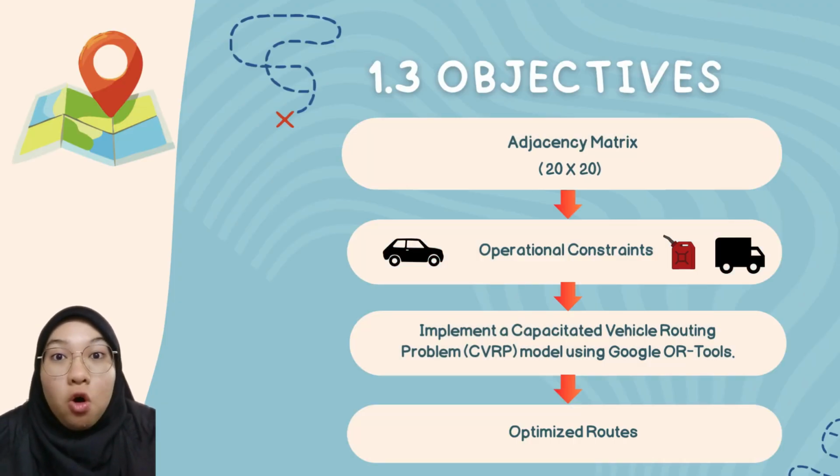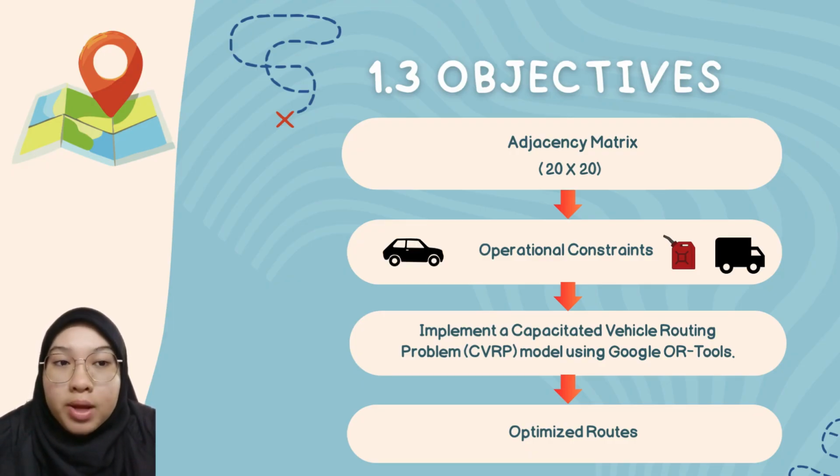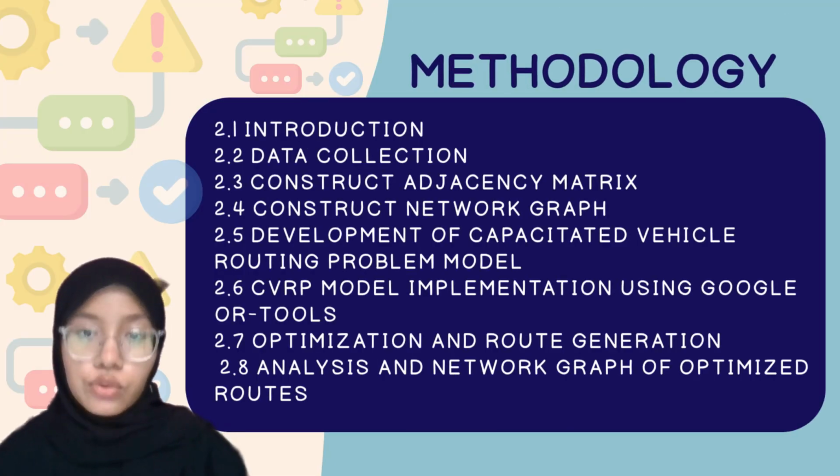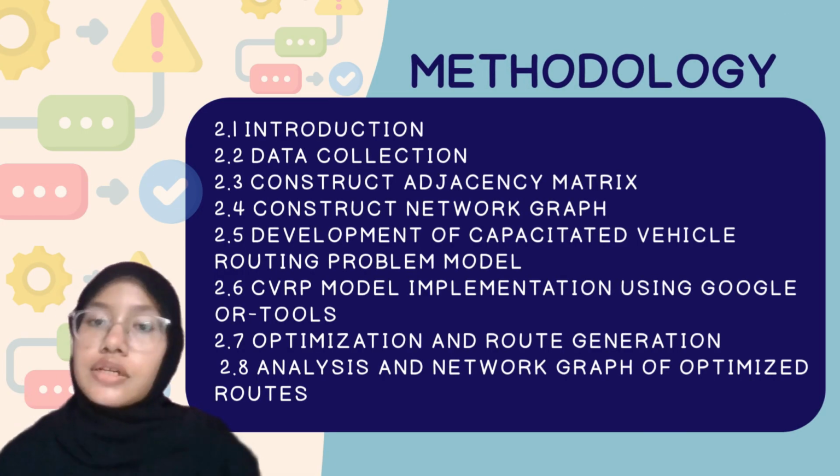For this project, we have 4 main objectives. For the first one, we represent the distribution network by using a 20 by 20 distance adjacency matrix. Next, we consider the practical constraints, which are the vehicle capacity, fuel cost, and the number of lorries. After that, we apply the capacitated vehicle routing problem, or CVRP, by using Google OR-Tools. And lastly, we determine the optimized delivery routes that can reduce the total distance and delivery costs without exceeding the capacity of each vehicle.